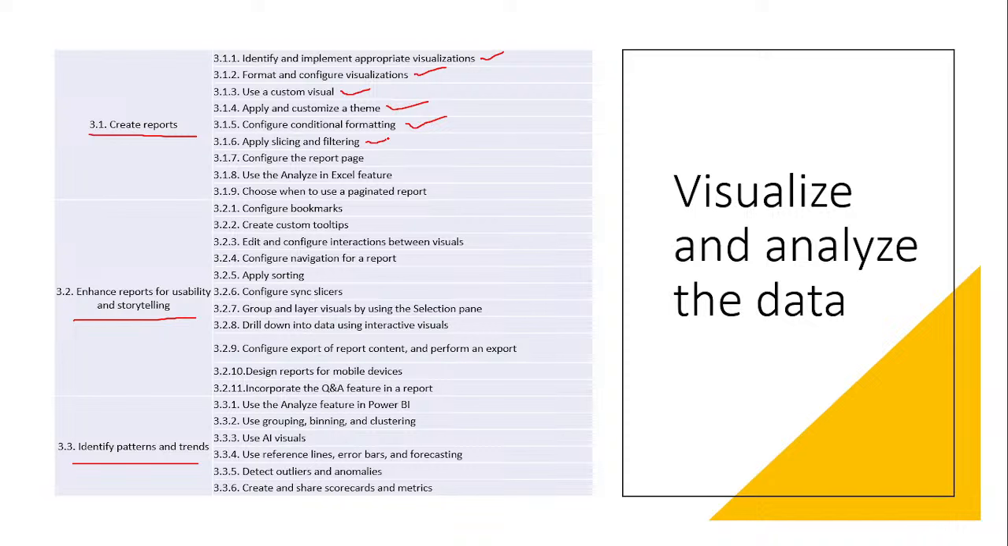From this one, you will understand how to implement the slicers and filters as per the requirement. After going through these points, you will understand how to configure the report page: what the page size will be, what the format of the page will be, how it looks, whether it is A4, letter size, lengthy report, or that kind of thing. Then you can use the analyze in Excel feature. This is somehow where we will move on to Power BI service.